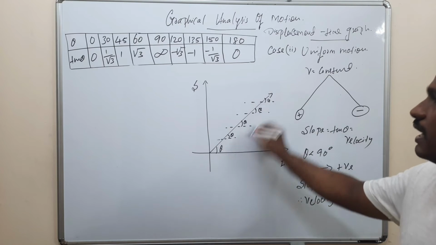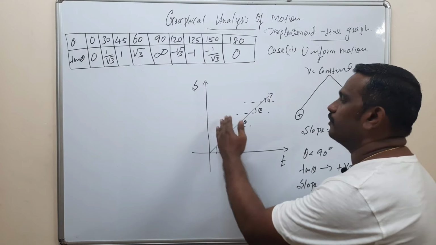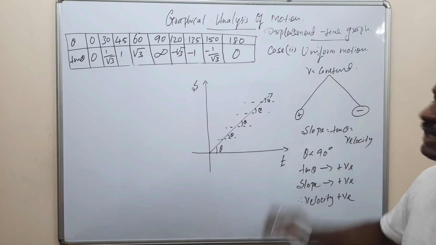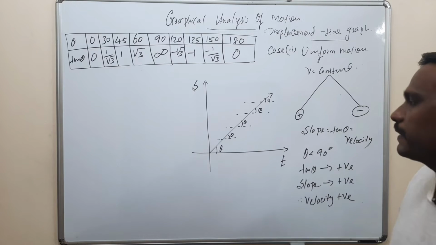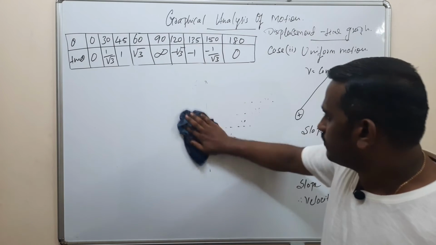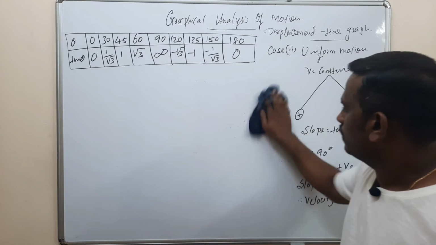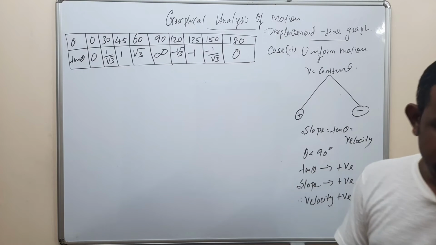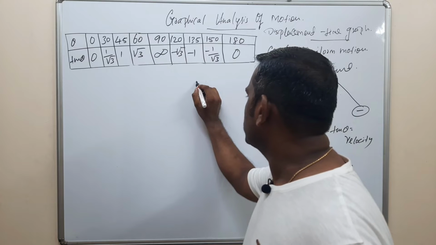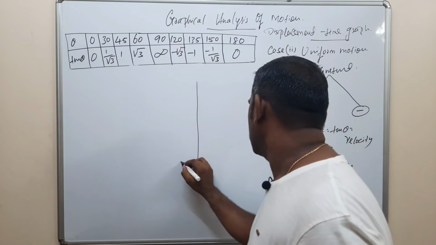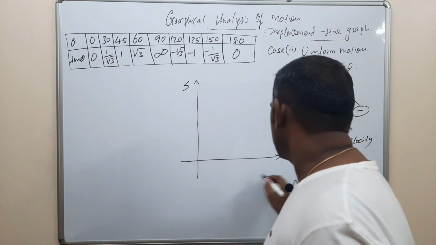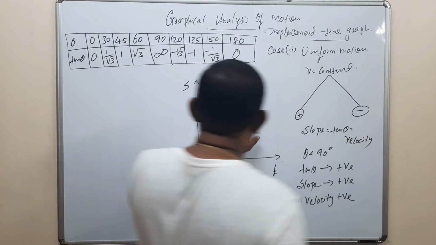So this is the displacement time graph for velocity constant and positive. Clear? Then next case, velocity constant but negative. So what is the displacement time graph?